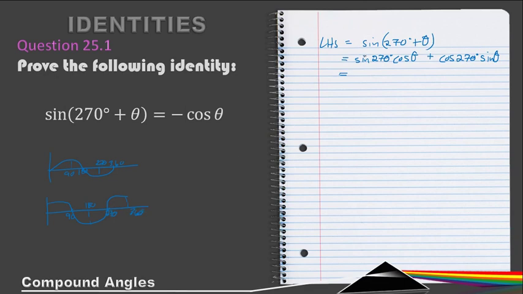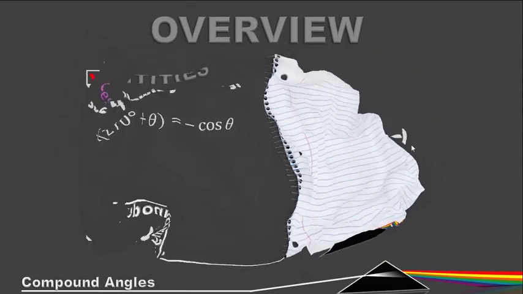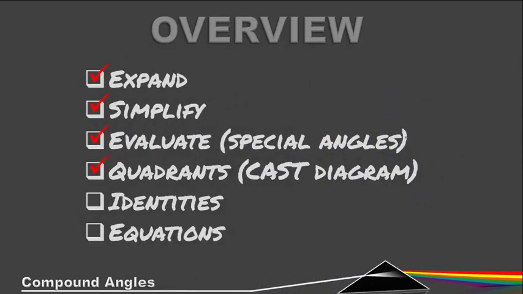Right, so sine 270 is equal to -1, plus cos 270, which is 0. So simplifying this expression, we have negative cos theta. This becomes 0, which is then equal to the right-hand side. So that's it for identities.